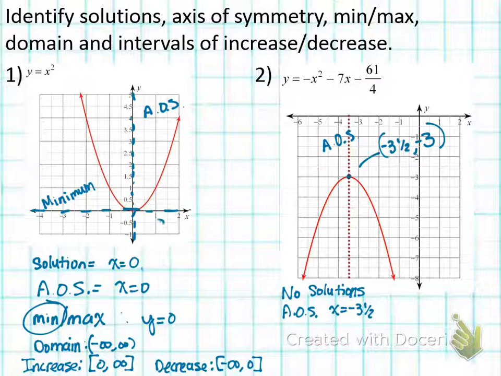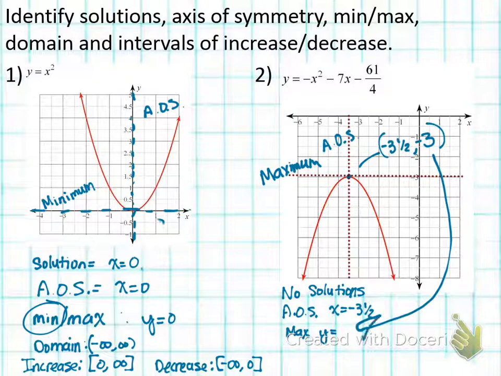Okay, next one is minimum or maximum. I have to ask myself, is there a minimum or maximum point on this graph? What do you guys think on number 2? Minimum or maximum? There's a maximum, right? It doesn't get any higher than this point. So our maximum here, we write maximum. And what is our maximum? Well, we're going to write y is equal to, and then we take the point from the vertex, copy this right down here, negative 3.